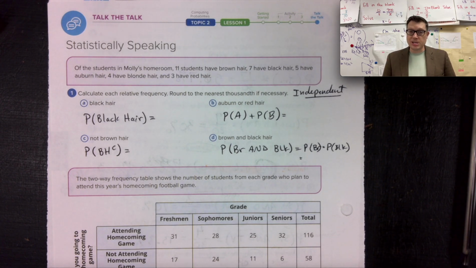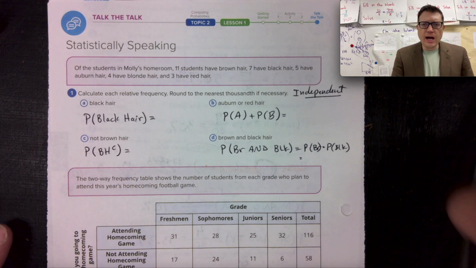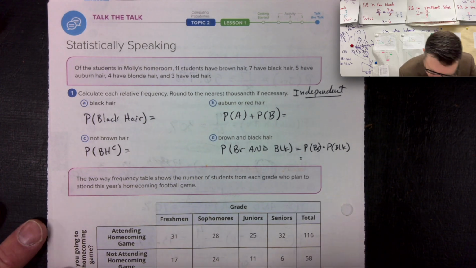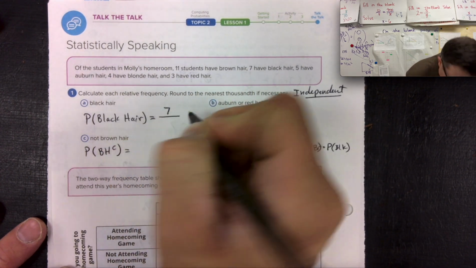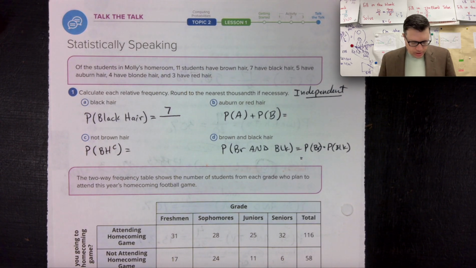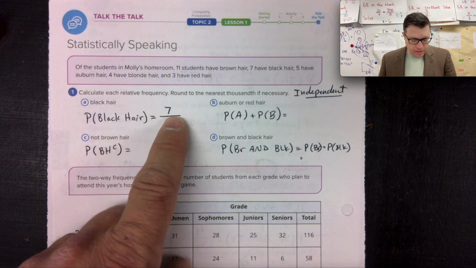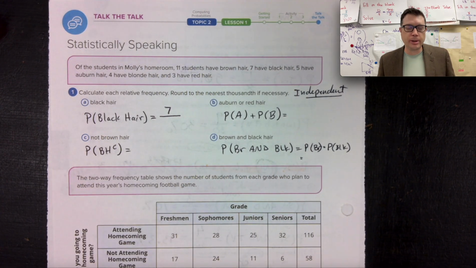So relative frequency is a percentage. The probability of having black hair is going to be 7 out of, wait, what's the total? There are 7 students with black hair, so that's why I put a 7 on the top, but I need to know the total out of the bottom.